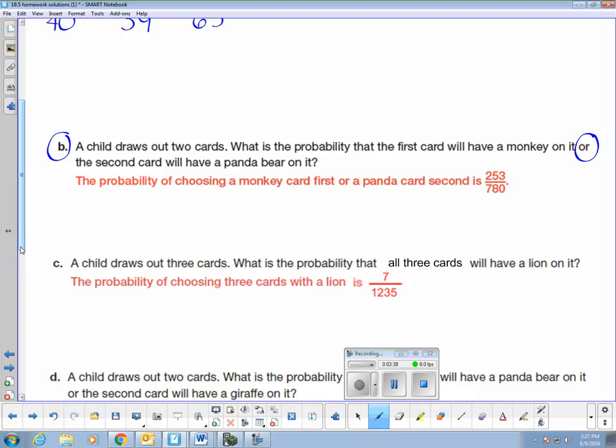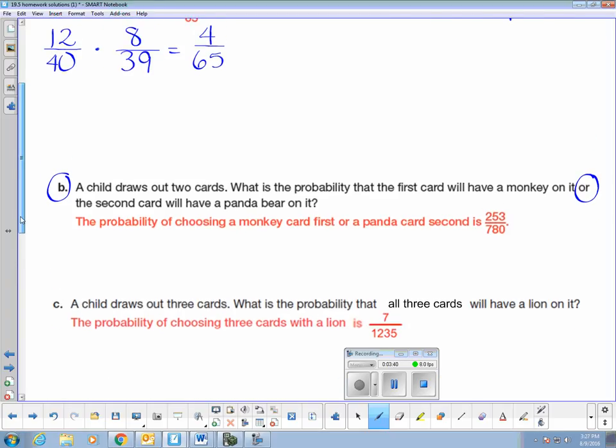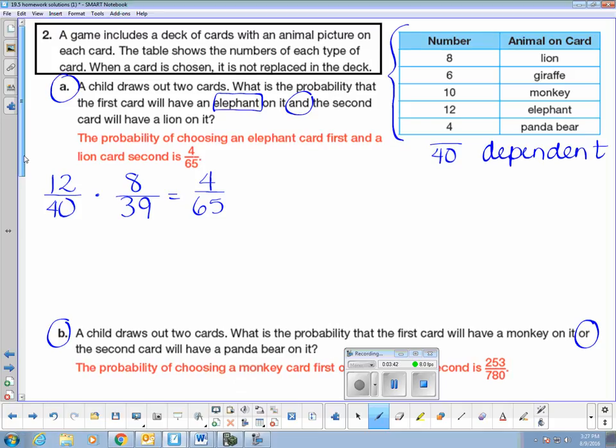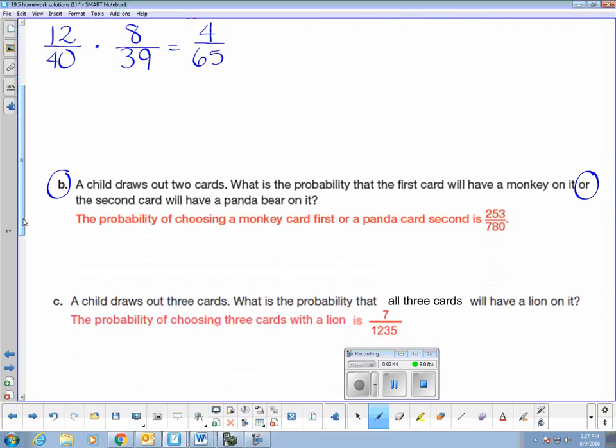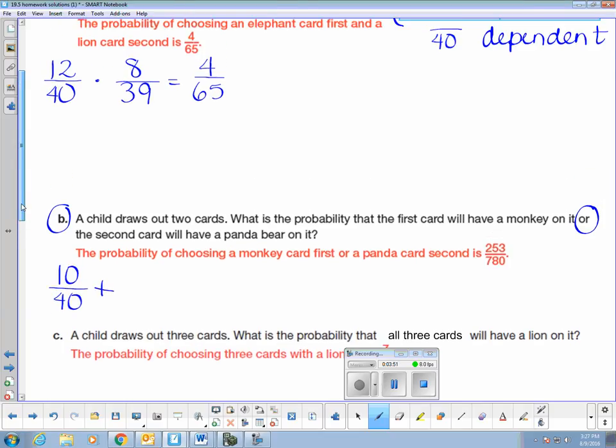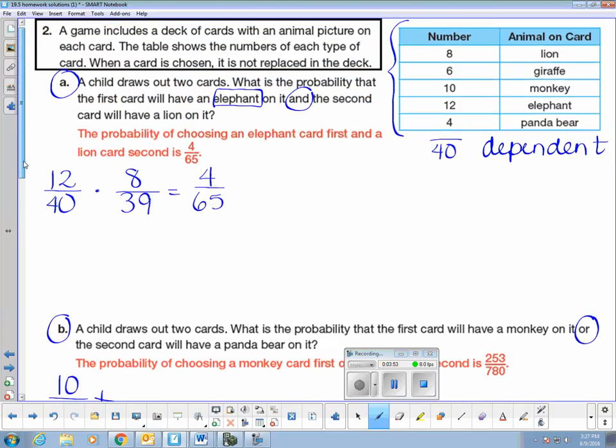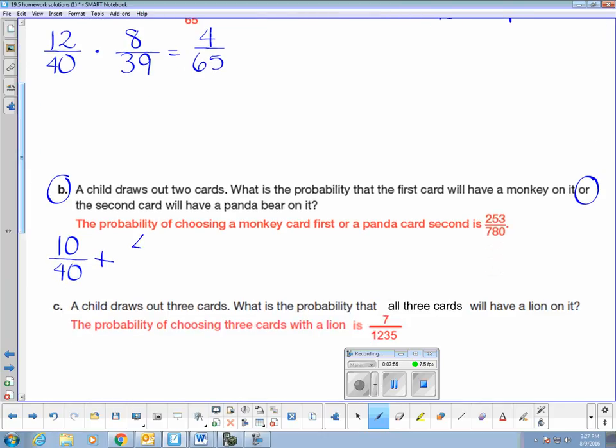So the first card is a monkey. In my chart, there are 10 cards that have a monkey out of 40. The second card has a panda bear. There are 4 cards out of 40 that have a panda bear.